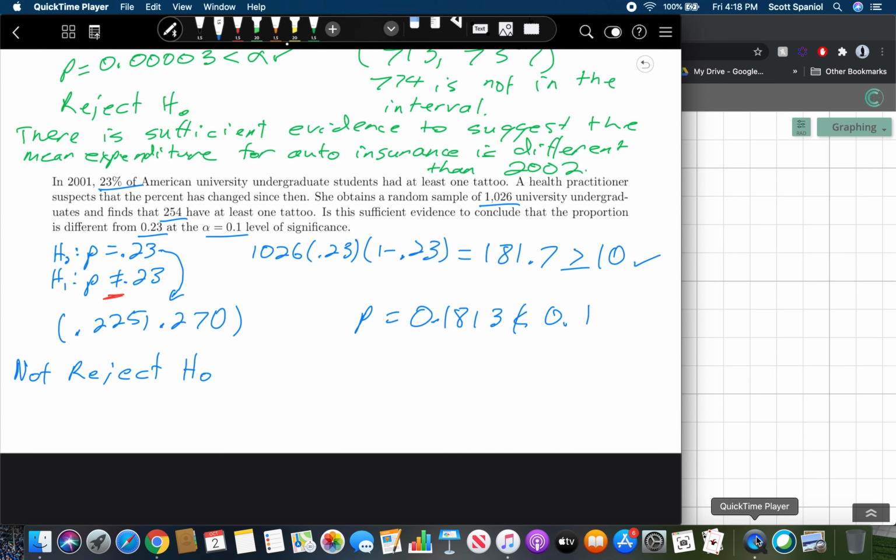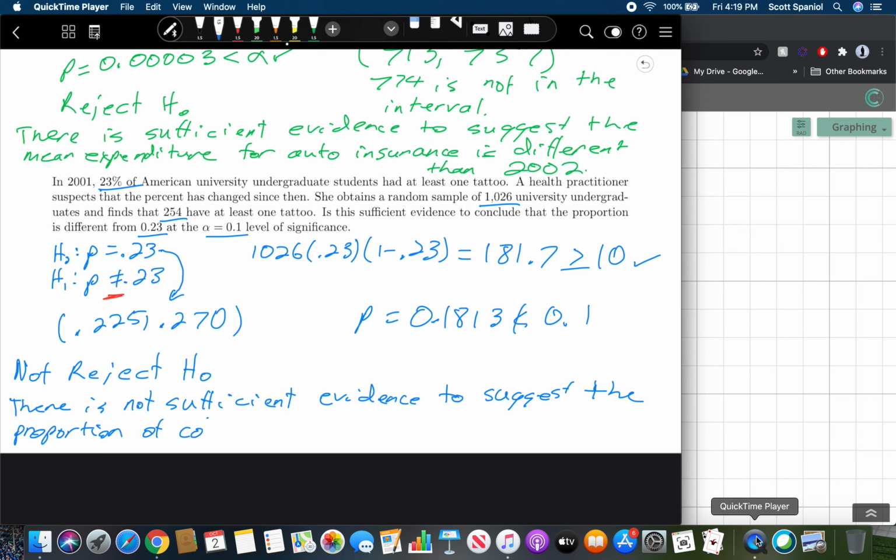And so there is not sufficient evidence to suggest the proportion of college students with a tattoo is different. Okay, so there's that one.